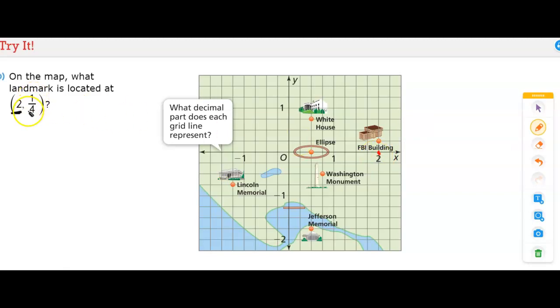Now it's a positive 1/4. So in between each unit is 1, 2, 3, 4. So if I only am moving one of the 4 spaces, that means I'm only going to go up 1 space. So what landmark are we located at? The FBI building.